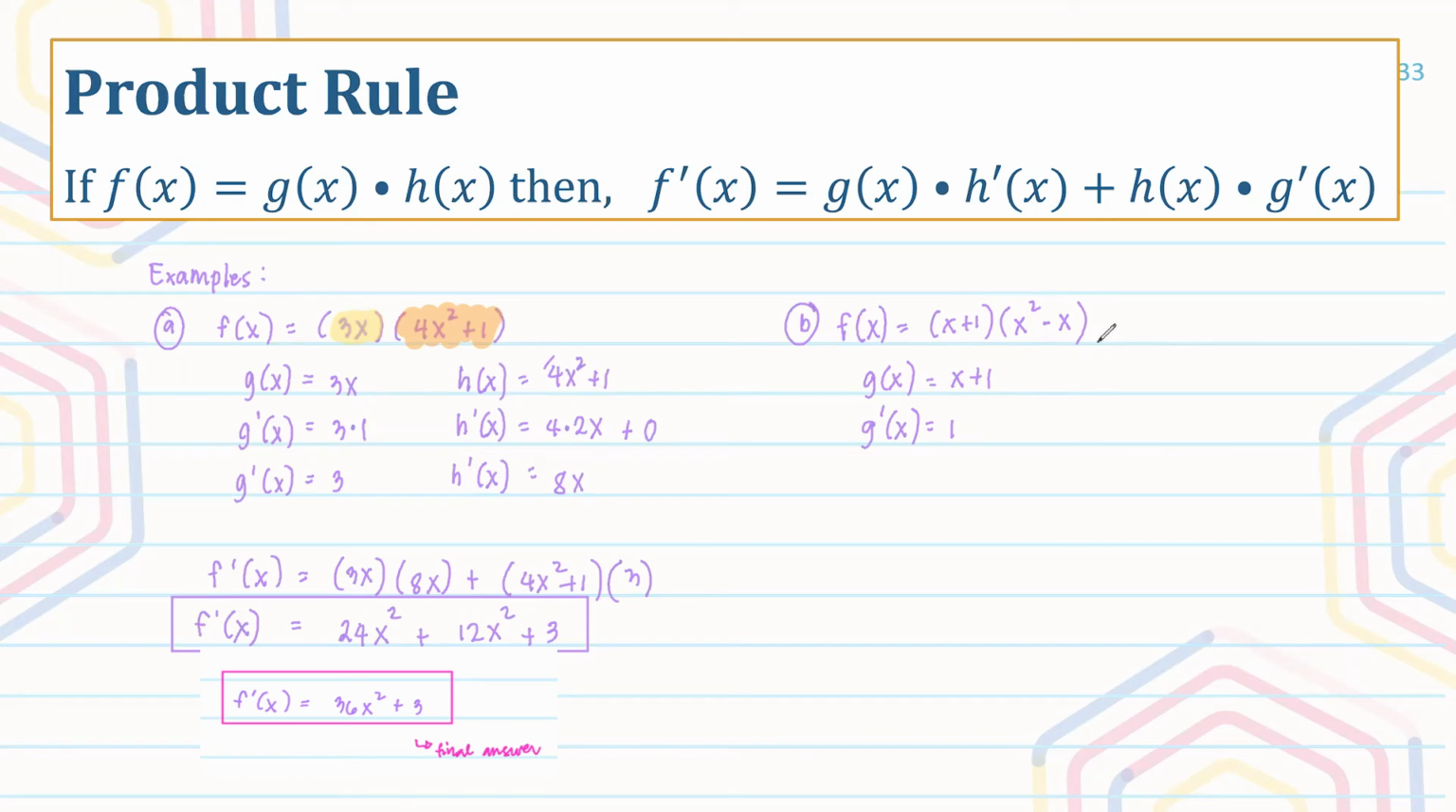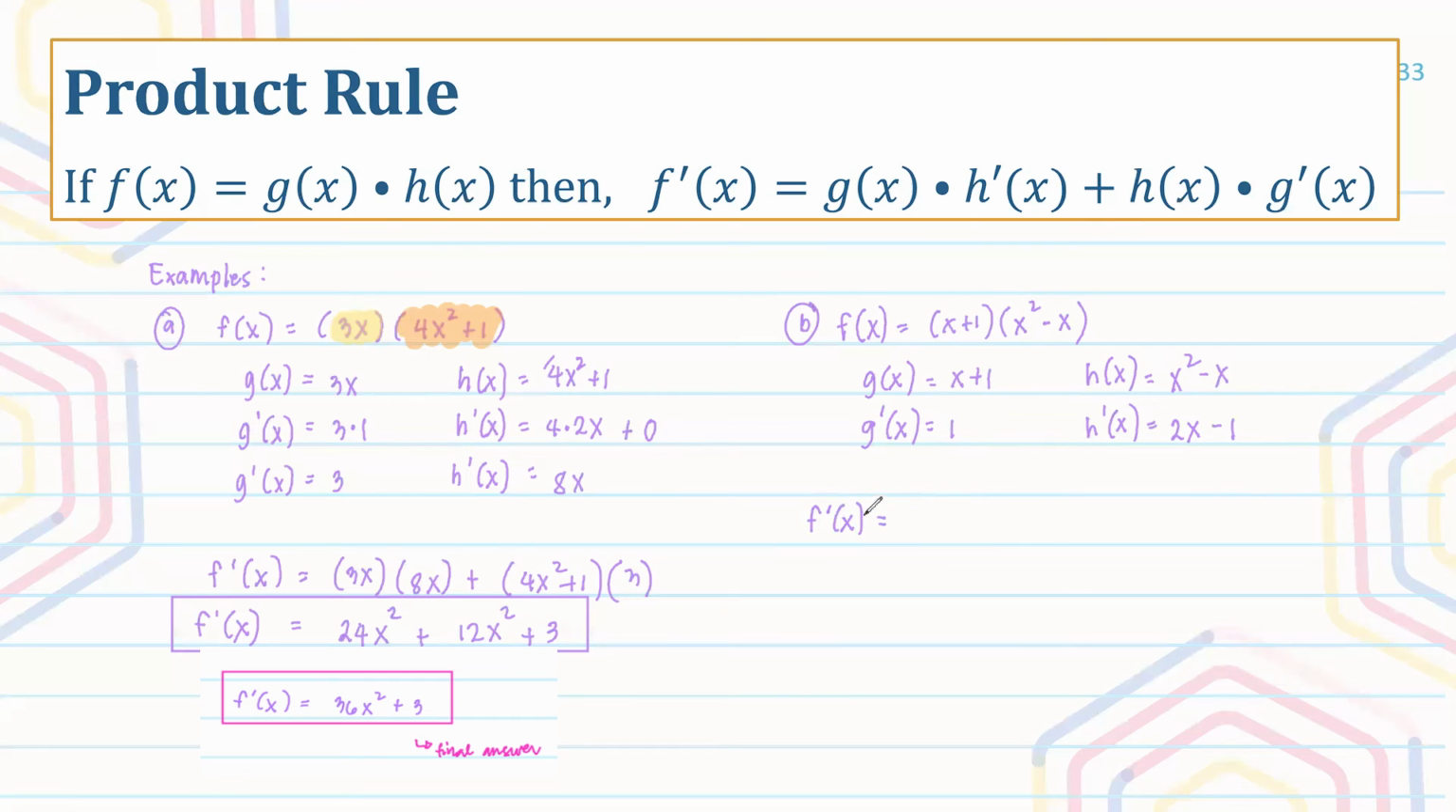Now let's go to h of x. Our h of x here is this factor of our function. So you have here x squared minus x. So h prime of x is equal to the derivative of x squared, that is just 2x, minus the derivative of x, which is 1. Now that we have identified the derivative of g of x and the derivative of h of x, then we can now proceed into finding the derivative of the entire function f of x.